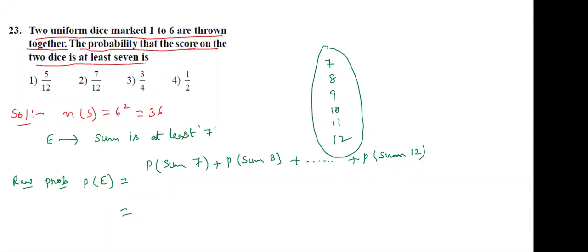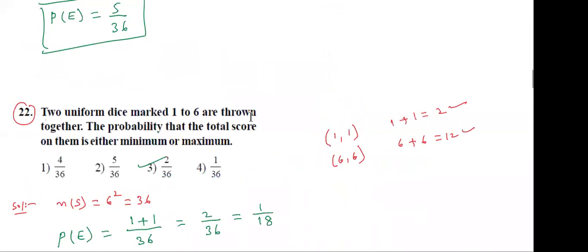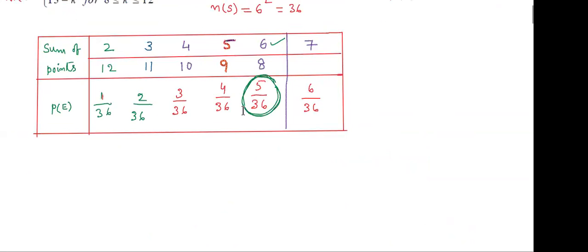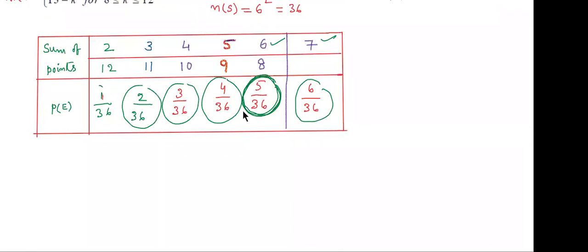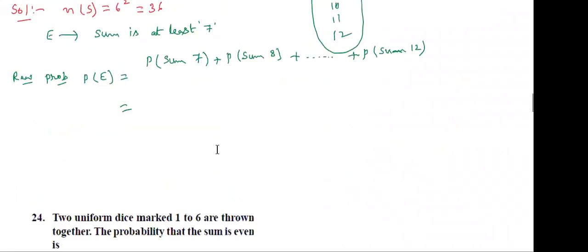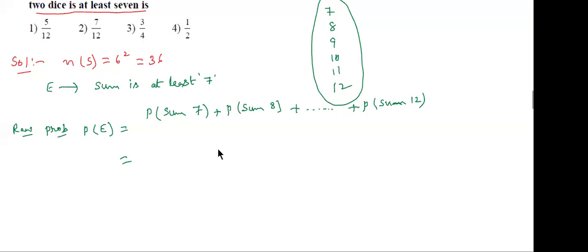Sum of 7 points. Go to the shortcut method. Already we know the table. Sum of 7 points means how much? 6 by 36. 8 points, 5 by 36. 9 points, 4 by 36. 10 points, 3 by 36. 11 points, 2 by 36. 12 points, 1 by 36. Students, do you understand? Right. By observing the table, we will get the answer very easily.